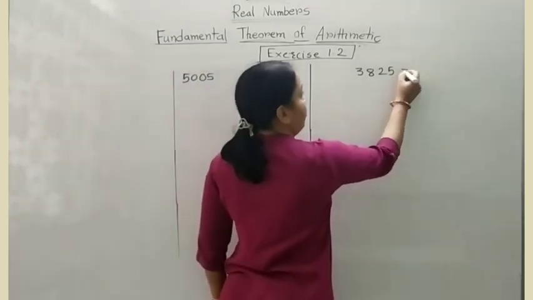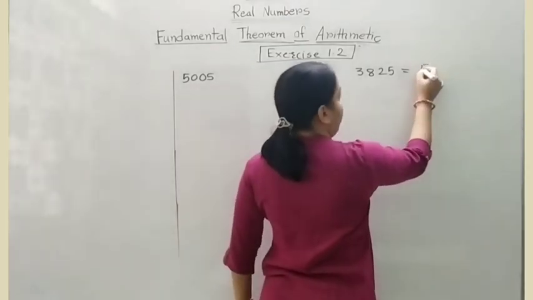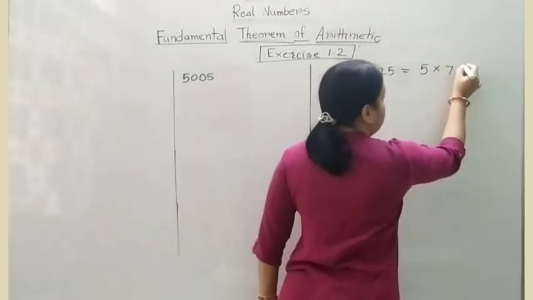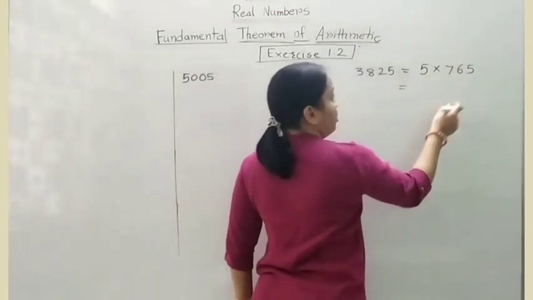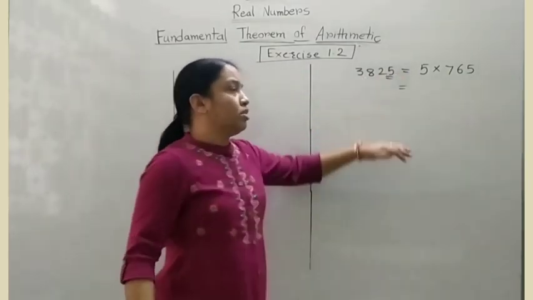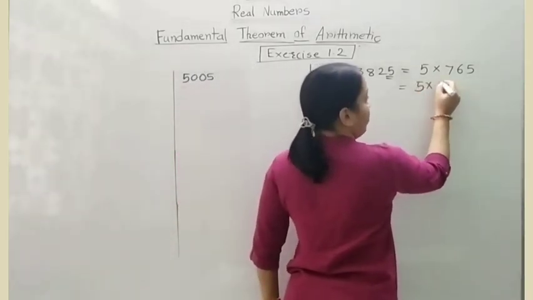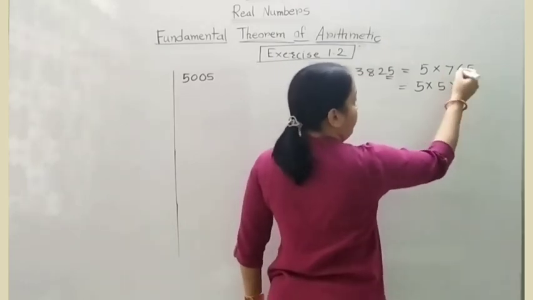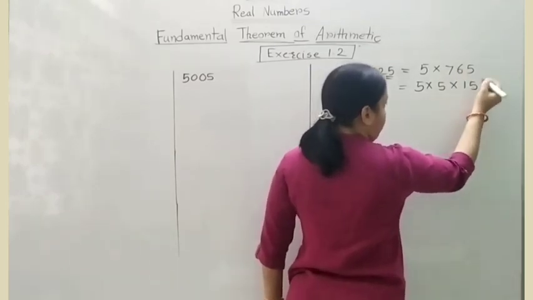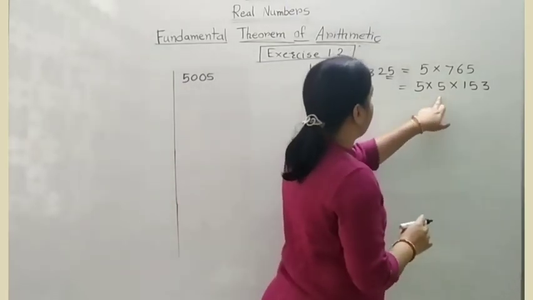Now, as this number is divisible by 5, let us divide it by 5. You will get 5 into 765. Now again I am dividing by 5. 5 ones are 5, then 2 remains, 5 5s are 25, and then you get 153. Now you have to divide this one.